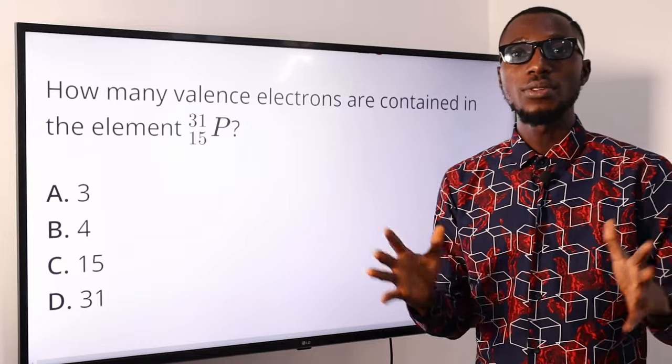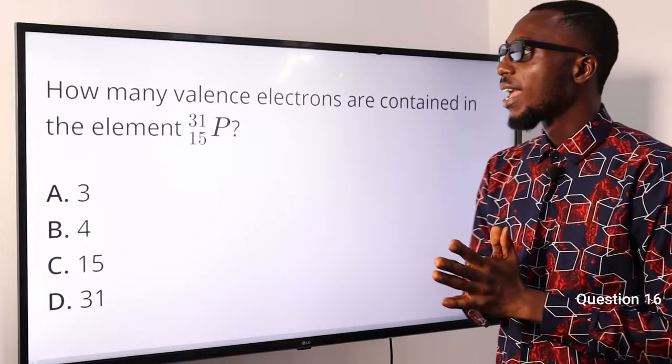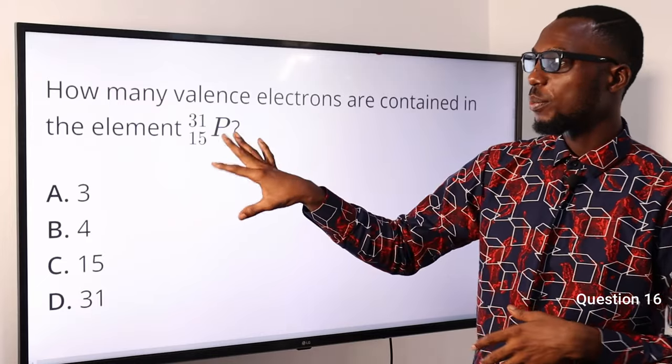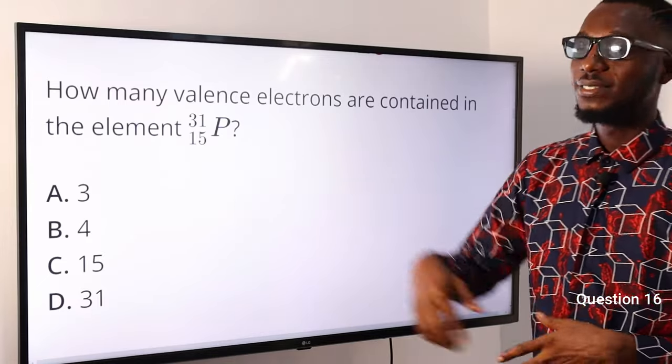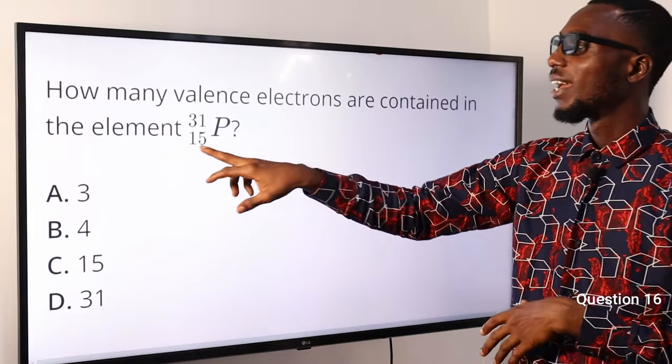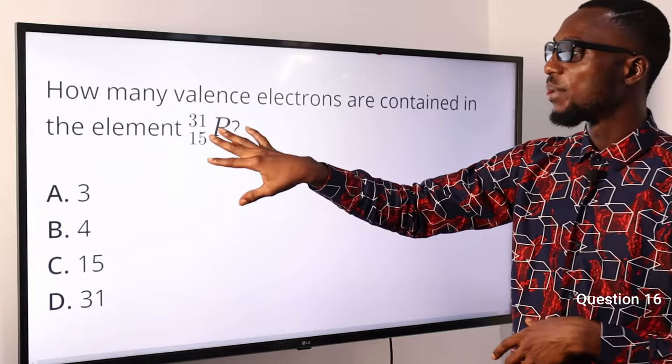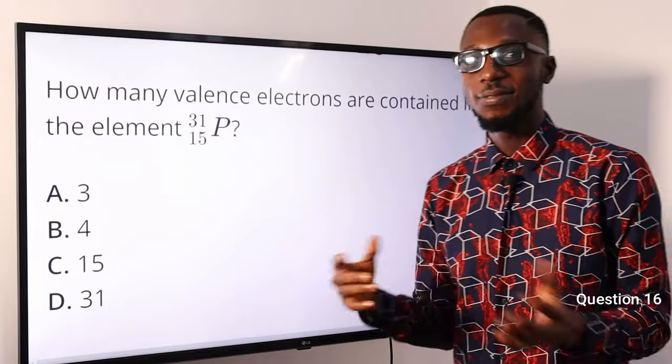So right now we are solving question 16. How many valence electrons are contained in the element? Okay, we have P, 31, and 15. So this is the atomic number, and this is the atomic mass. So we know that this element is phosphorus.